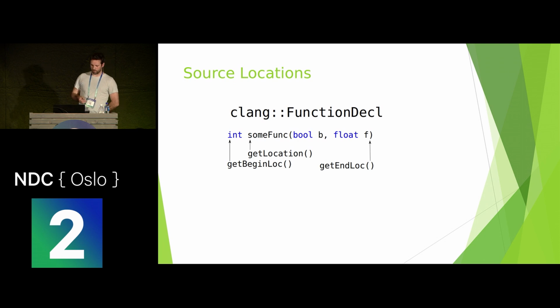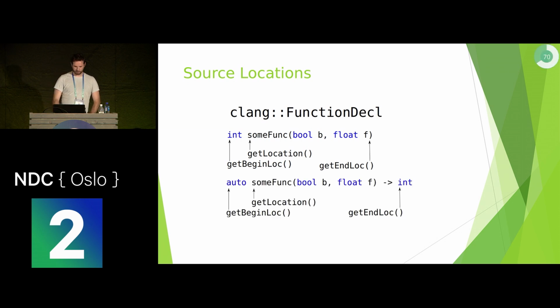All function decls have a begin location and an end location as well. And so you might think, okay, well, this is easy. If I want to change the type of a function, all I have to do is go to the begin location and replace whatever's there with my new type. But then, again, modernization in C++11 comes along, and you might have function declarations which look like this. And now you need to go to the end location of your function declaration and replace whatever text is there with your new type.